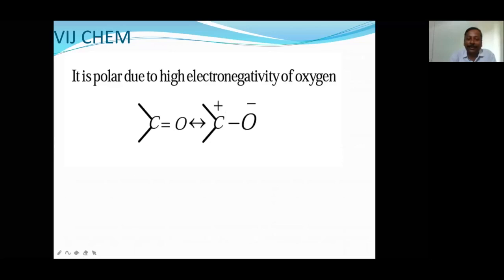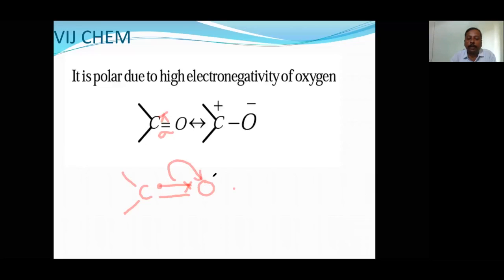Okay. So here polar means positive and negative charge. Positive and negative charge must be there. Okay. How is it possible to have positive and negative charge? Here, out of the sigma and pi bond, there is a pi bond between the carbon and oxygen. The pi bond is the weakest bond. So this is the carbon electron, this is the oxygen electron. Both will be shifted onto the oxygen.